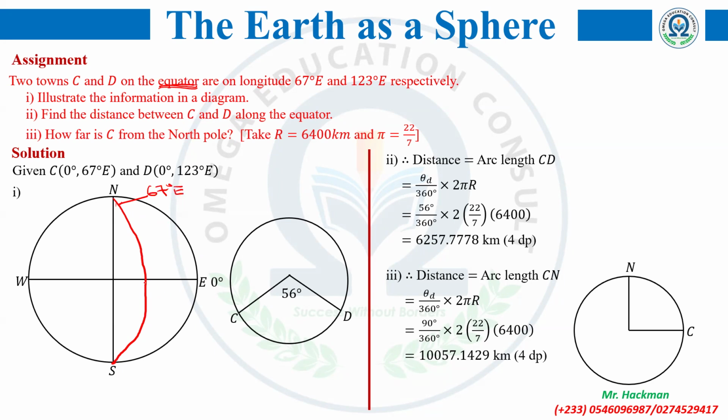Where this 67 and the 0 meet, that is where your C is going to be located. Then you come to the other one, which is 123. The more you move away from the origin, the bigger your angle, so that one should be somewhere here. This is your 123 degrees east longitude. Where that also meets this, that is where you are going to label D.